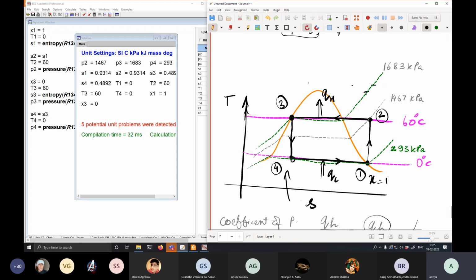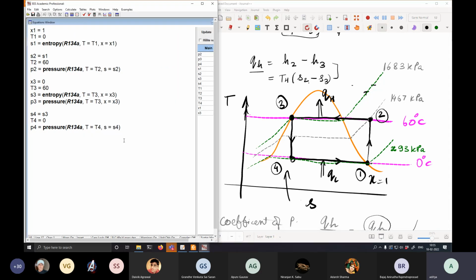Heat is lost by the system. So QH will be equal to the enthalpy at 2 minus enthalpy at 3, because the fluid is losing enthalpy, and that is manifested as QH. Or it is also equal to TH into S2 minus S3. These two should be equal. Let's see whether these two are equal.